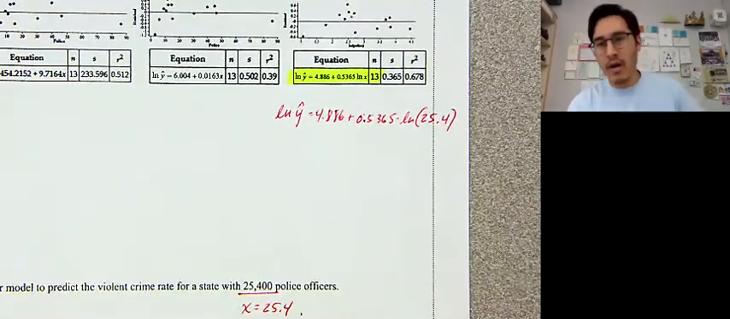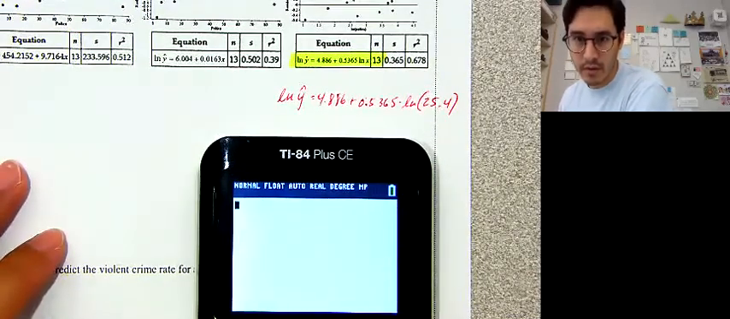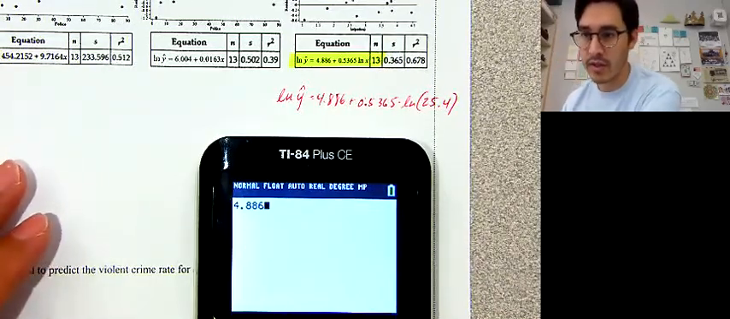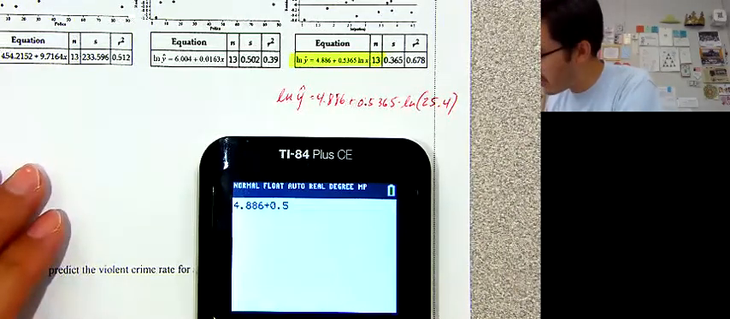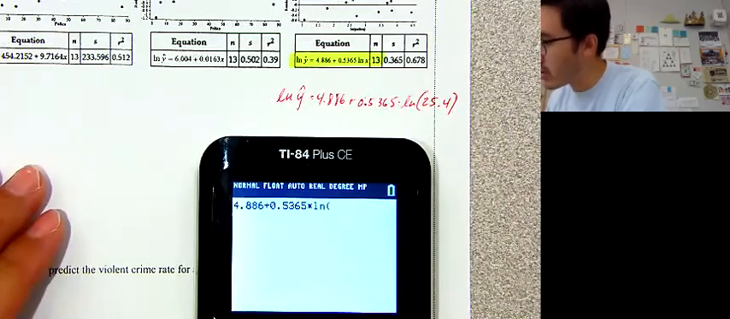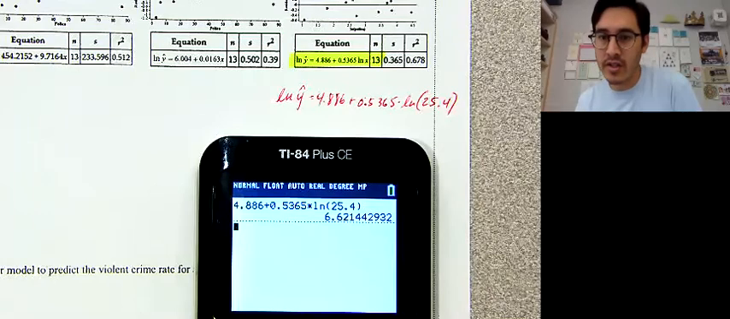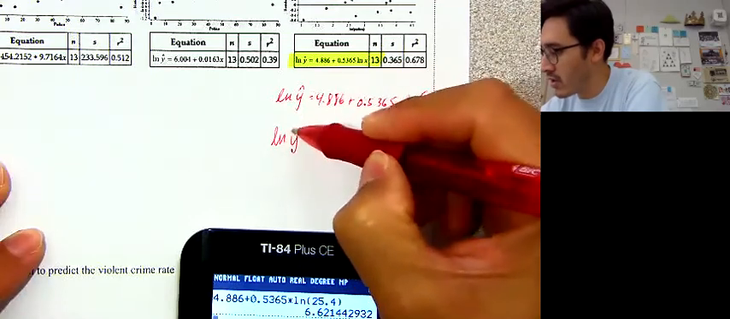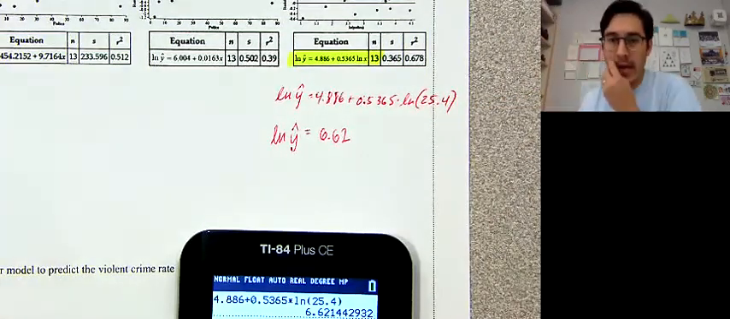Okay, now I'm going to use the calculator here to do some of the work. So 4.886. So I'm evaluating the right side of the equation, right? The expression on the right. 4.886 plus 0.5365 times the natural log of 25.4. Okay, and so the expression on the right side of our equation simplifies to 6.62. Okay, so now I have the natural log of y hat equals 6.62.